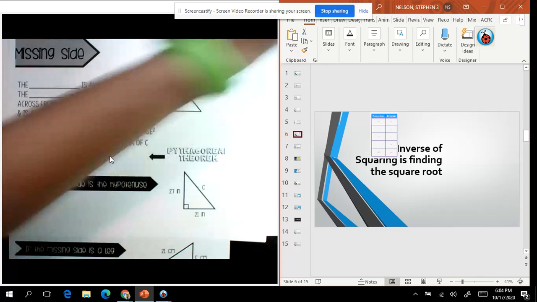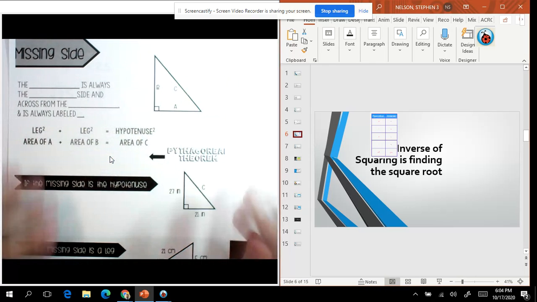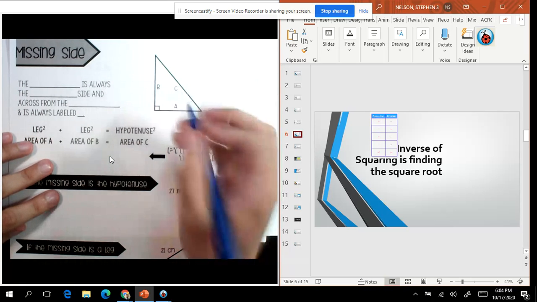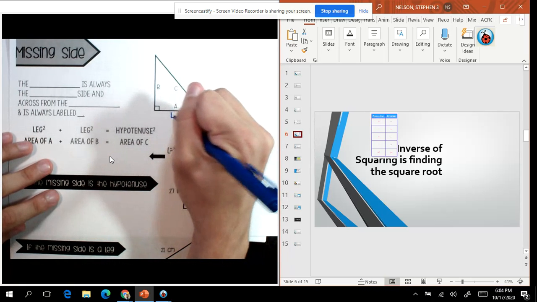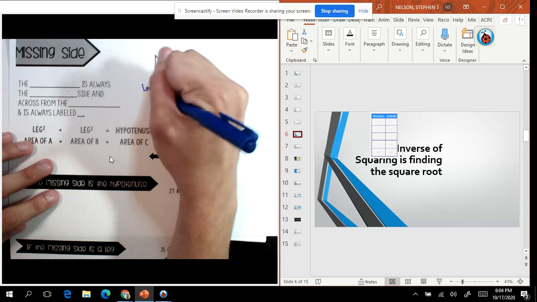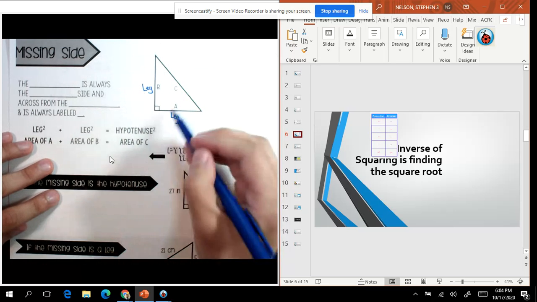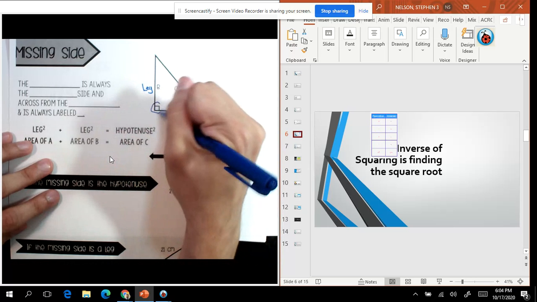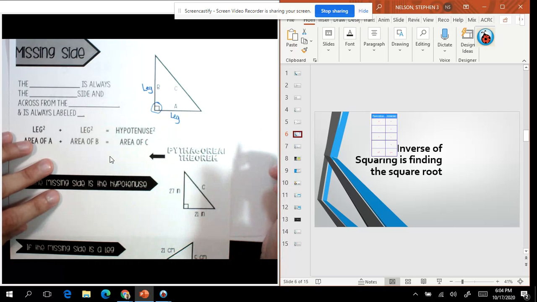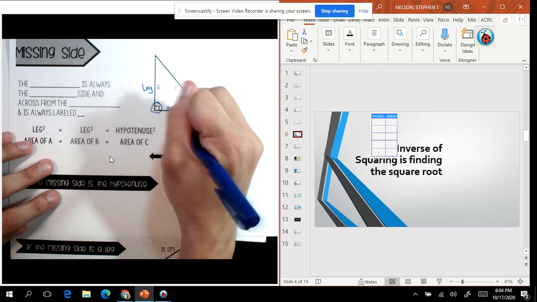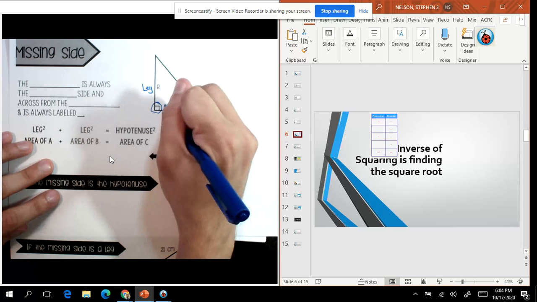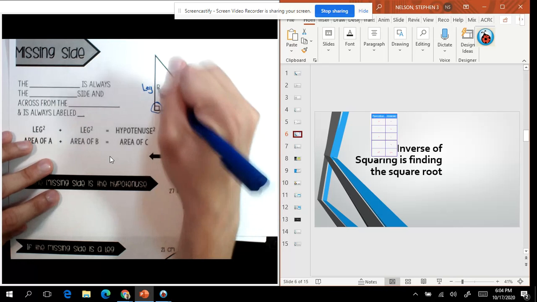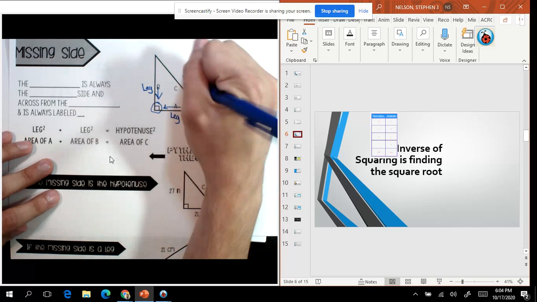Remember over here, we can label our legs. So this is a leg, and this is a leg. We know that because A and B are legs. But if we didn't know what A and B were, we would know from this angle. The legs are always adjacent to the 90-degree angle. And this is going to be the hypotenuse.